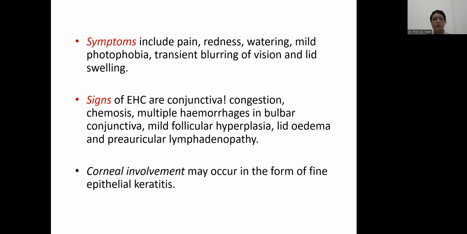The symptoms include pain, redness, watering, mild photophobia, transient blurring of vision, and lid swelling. The signs of hemorrhagic conjunctivitis are conjunctival congestion, chemosis, multiple hemorrhages in the bulbar conjunctiva, mild follicular hyperplasia, lid edema, and preauricular lymphadenopathy. The corneal involvement may occur in the form of fine epithelial keratitis.